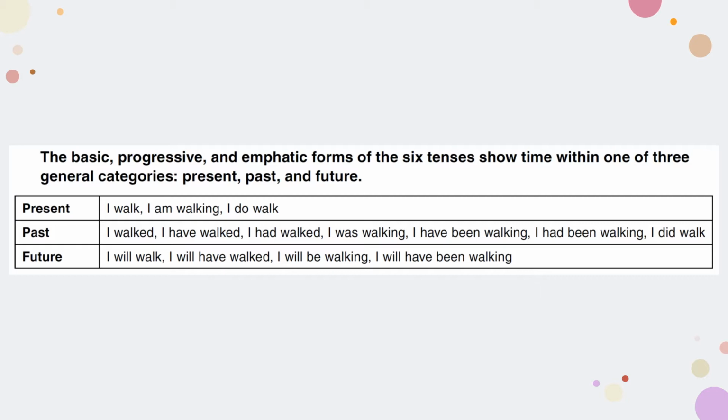So in the future we have I will walk. This is the future simple. I will have walked. This is the future perfect. I will be walking. This is the future progressive. I will have been walking. This is the future perfect progressive or future perfect continuous. So those are the different tenses of the general categories of present, past, future. Now we will do some practice.